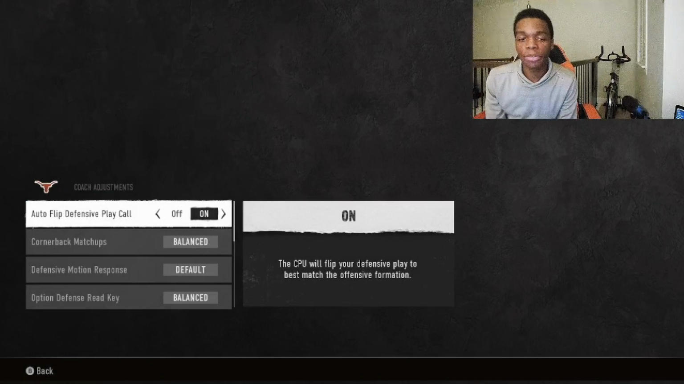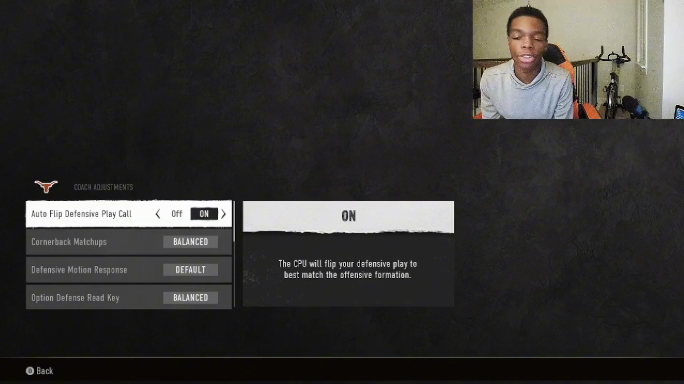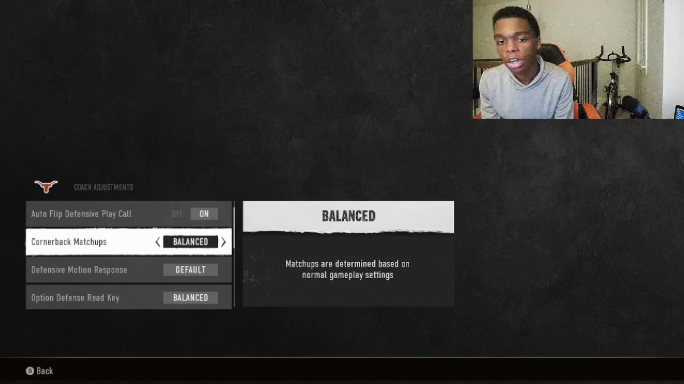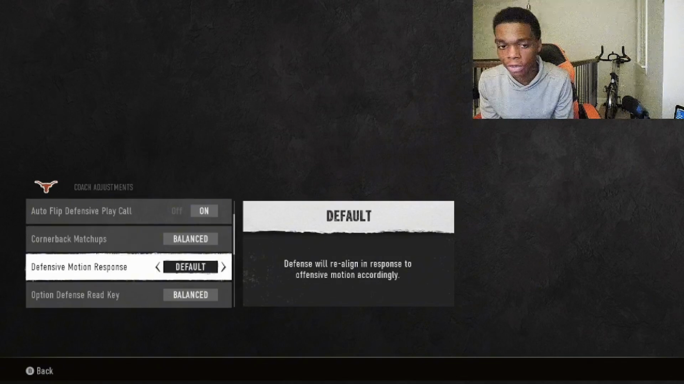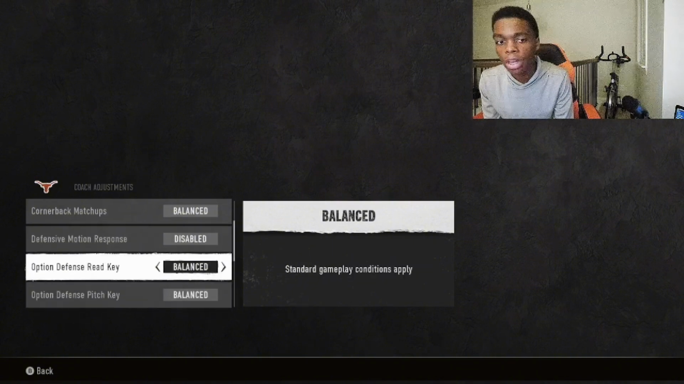Alright, so the first thing we have to talk about when we run this defense is the coaching adjustments. Probably the most important part. Auto flip, this doesn't really matter. I told y'all in another video, always have this on. Cornerback matchups is also relevant. Defense and motion response. You're running zone coverage with this cover 2 double Mable, so you want to have this disabled. You don't want your slot corner following receivers around when he's in a vert hook. When he's in man coverage, it's fine. But here we're in zone, so we want this disabled.